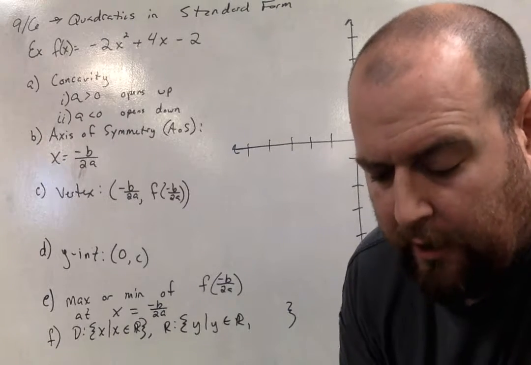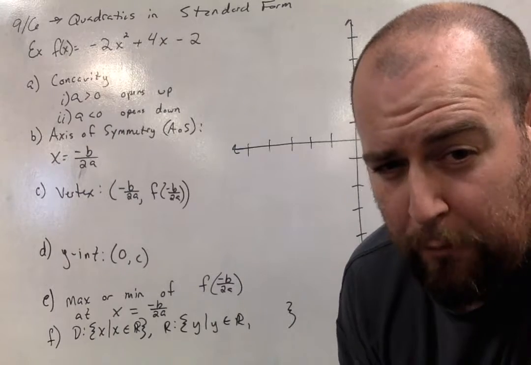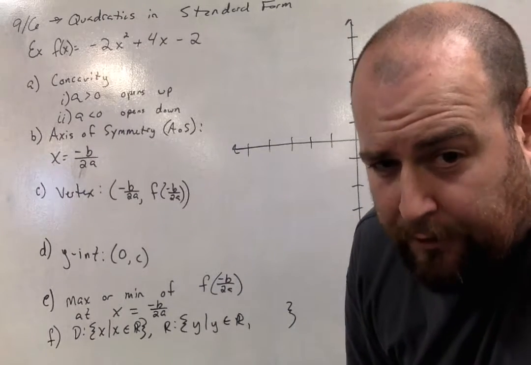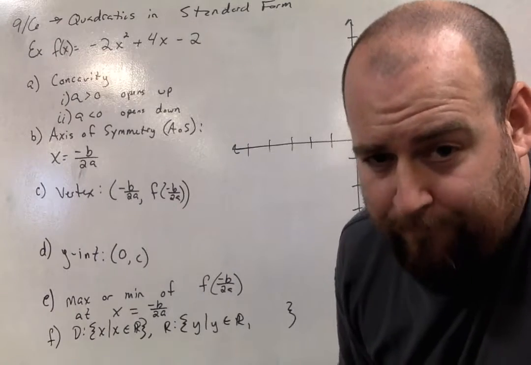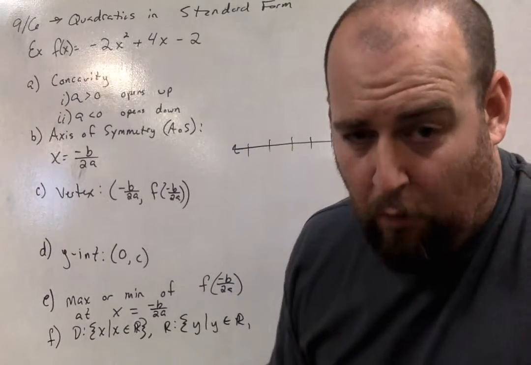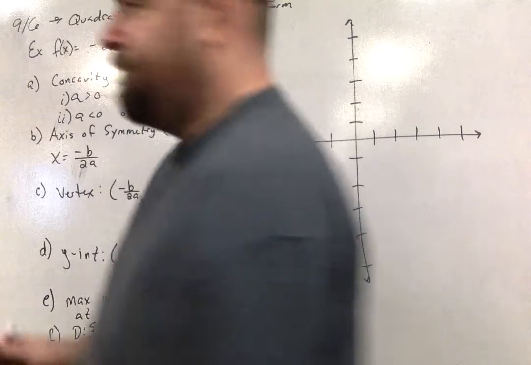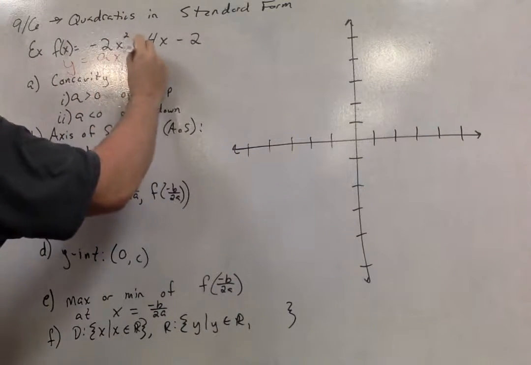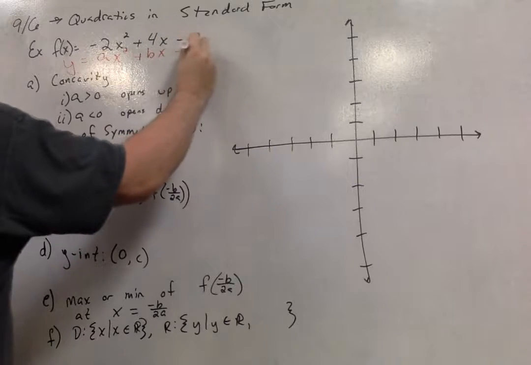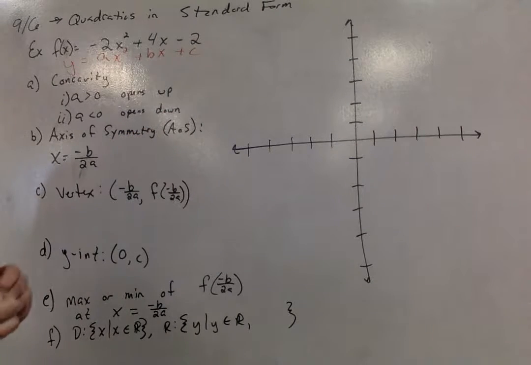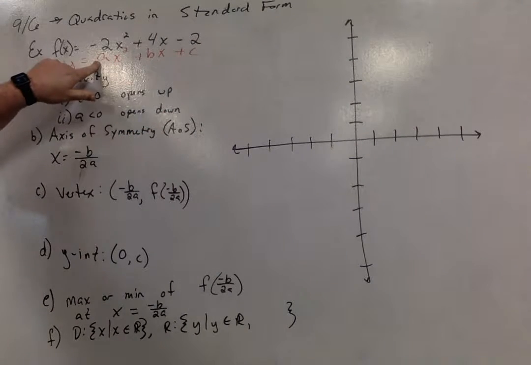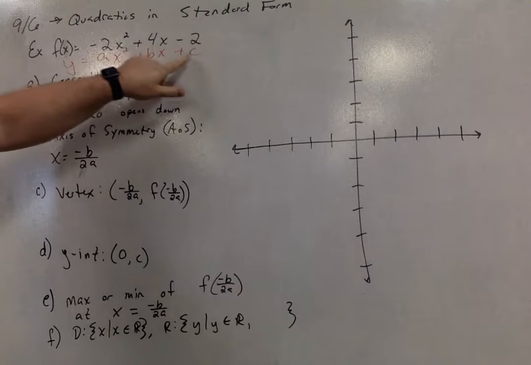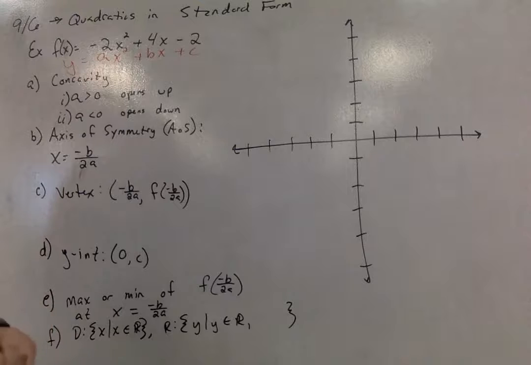Wonderful. So hopefully you're done copying that all down. Now we're going to walk through an example and I'll explain everything up here so you understand what it means. So first, a quadratic function in standard form. A quadratic function is said to be in standard form if it is of the form y equals ax squared plus bx plus c. So this function here has a quadratic coefficient of -2, a linear coefficient of 4, and a constant term of -2.